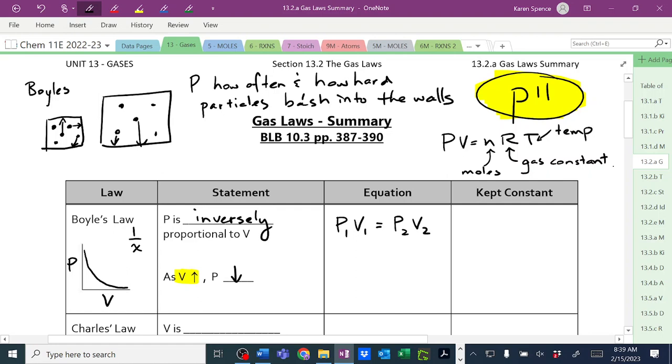So P and V are the things that are changing in that equation. That means the 3 things that must be constant are, well, obviously, I'm not even going to mention the gas constant because it simply is a constant. But we have to keep n, the number of moles, the same. And we have to keep T, the temperature, the same, in order for Boyle's law to work out as a nice 1 over x relationship.